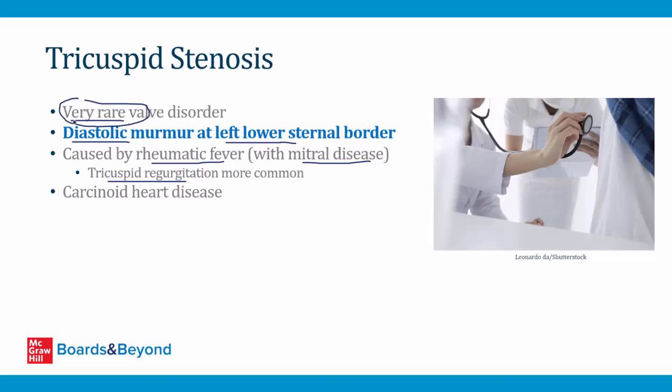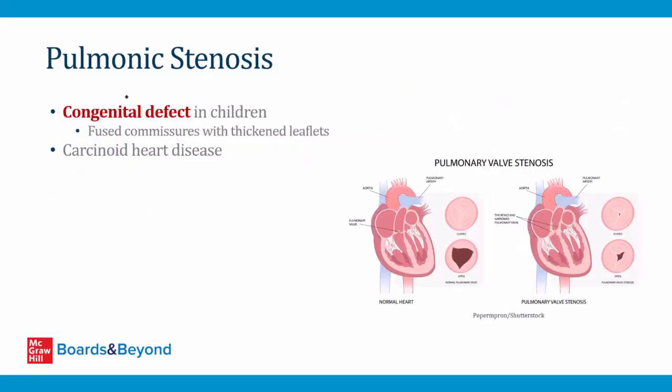And then in addition to rheumatic fever, patients who have carcinoid heart disease, as I talked about earlier, can also potentially develop tricuspid stenosis. And then just to round out the stenotic valve lesions, I'll mention pulmonic stenosis, which is also a very, very rare valve disorder. This can occur as a congenital defect in children. Some children are born with fused commissures.